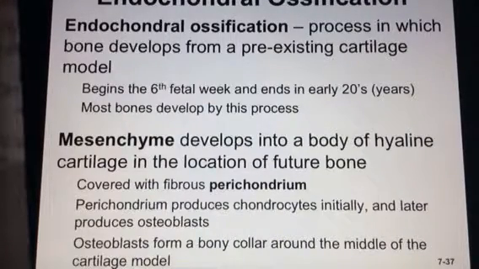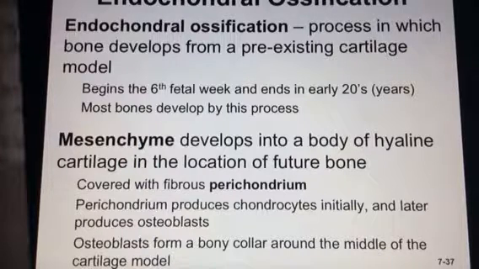Okay, so most of our bone is produced by endochondral ossification, and this is where bone is developing from cartilage. It happens starting in the 6th fetal week and then ends in your 20s, 20 years old. So most bones develop by this process.